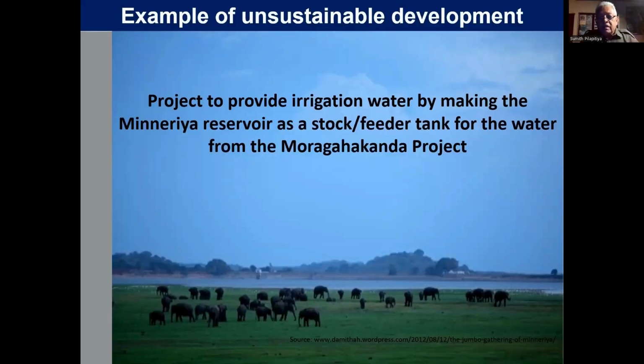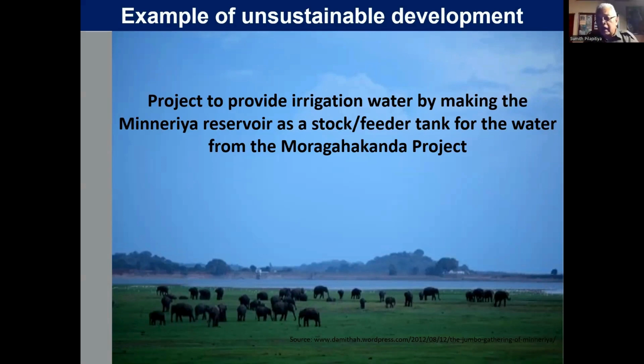The government decided to provide an irrigation project by damming the Moragahakanda reservoir and providing some of that water, which was not originally intended to come to the Minneria reservoir, to Minneria reservoir. This is after the EIA has been done.